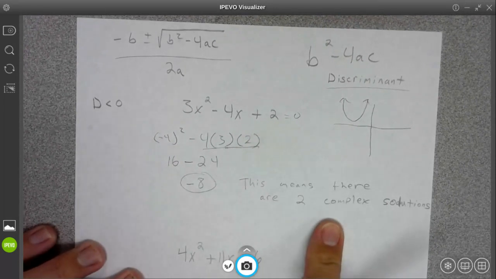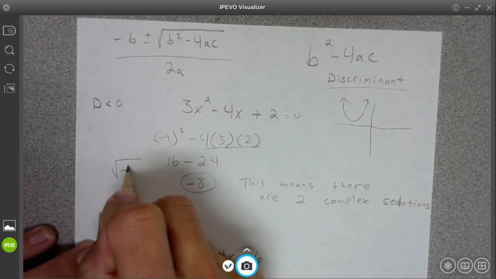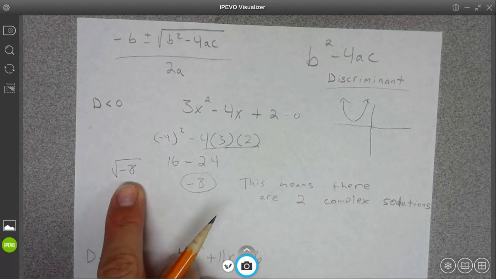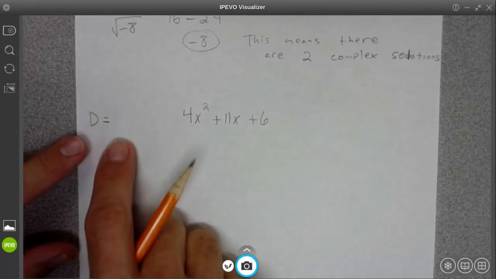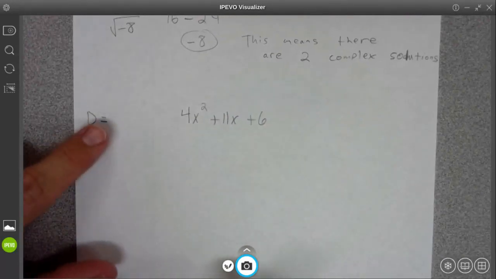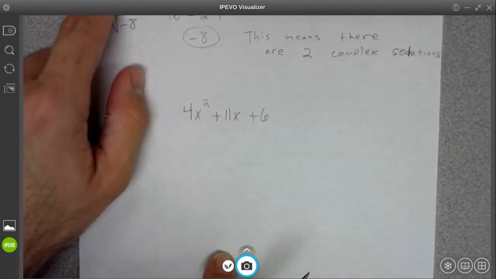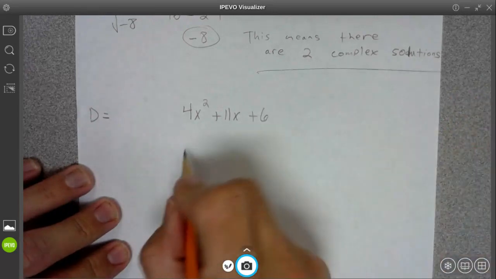And the reason is that if negative 8 is under the square root, well, that means you're taking the square root of a negative, and that's how you get imaginary solutions. All right, next one. We're going to see what this is. It's a mystery. All right, so if the discriminant is less than 0, you get two complex solutions.